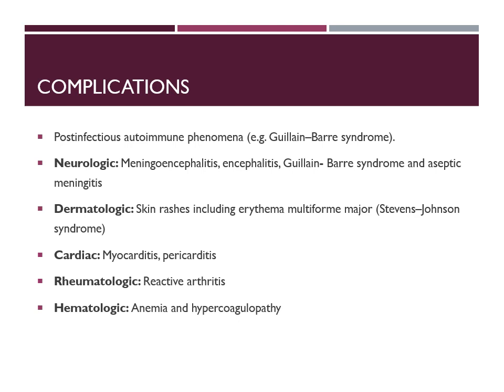After the infection, there can be some autoimmune phenomena, like Guillain-Barré syndrome. Neurologically, meningoencephalitis, Guillain-Barré syndrome, aseptic meningitis. There can be rashes, like Stevens-Johnson syndrome, or involvement of the heart, myocarditis or pericarditis. Sometimes there can be reactive arthritis.